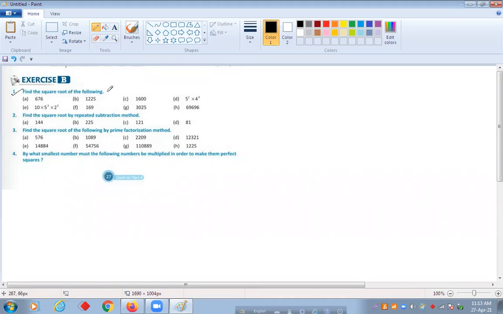So find the square root of the following. Have you understood this one? 676. Has everybody done that? I hope everyone has done it properly. Let me show you a little bit.